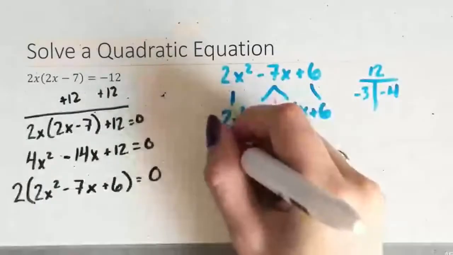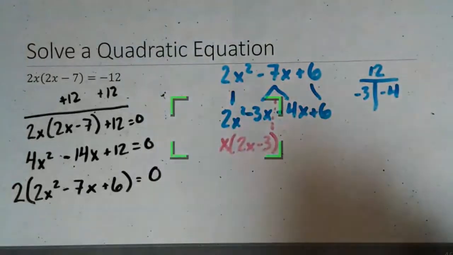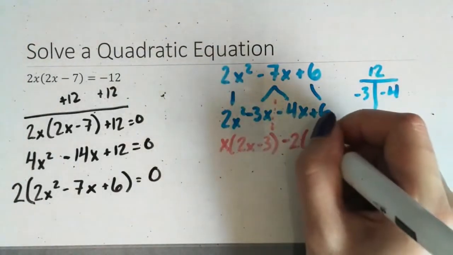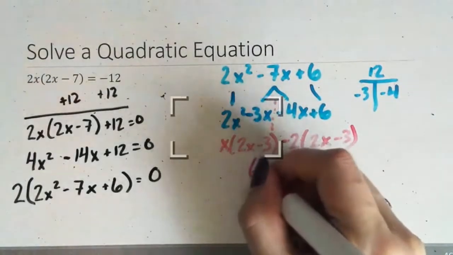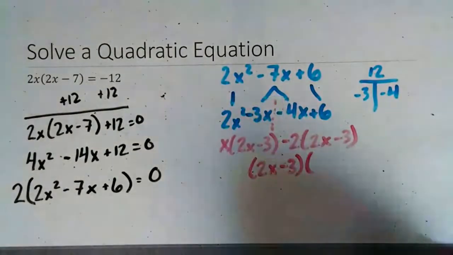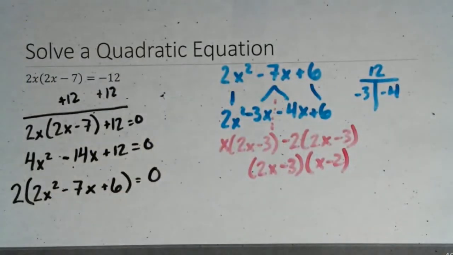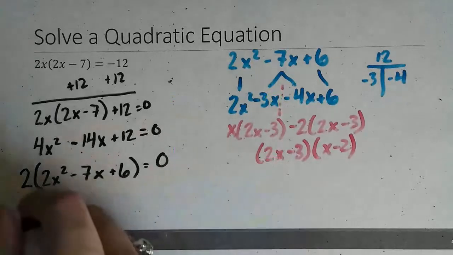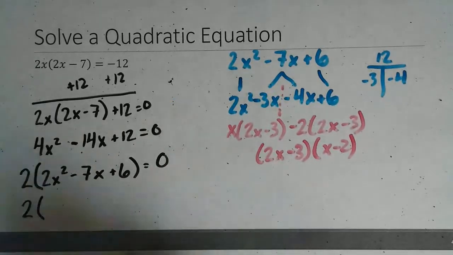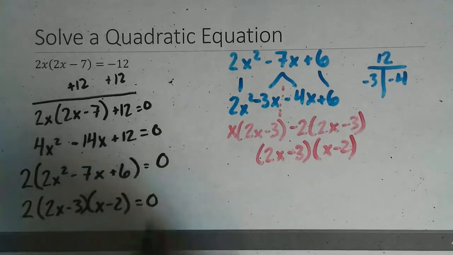From the first group, I can factor out an x, which leaves me with 2x minus 3. From the second group, I can factor out a negative 2, which leaves me with a 2x minus 3. So that means this factors into 2x minus 3, which is what they have in common, and the x minus 2, which is left over. So going back to the equation I was working with, that 2x squared minus 7x plus 6, I'm going to rewrite in its factored form. So I still have my 2 out front times 2x minus 3 times x minus 2 is equal to 0.